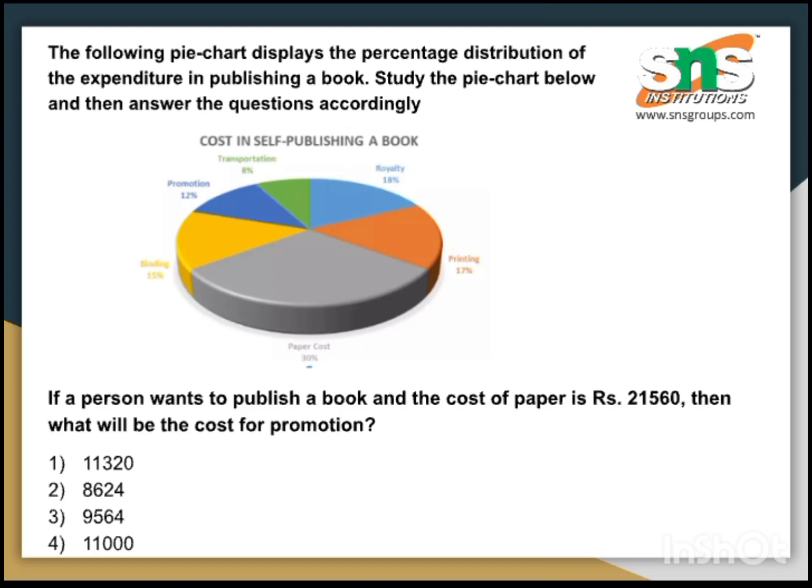Now, the first question is, if a person wants to publish a book and the cost of paper is rupees 21,516, then what will be the cost for promotion? Okay, one of the value is given. Now, we are supposed to find the other value using the percentage. Now, we can apply ratio and proportion method in this problem and we can solve, and the forthcoming problems will also follow the same explanation. So if we listen to the one problem, we can solve the other problems very easily.